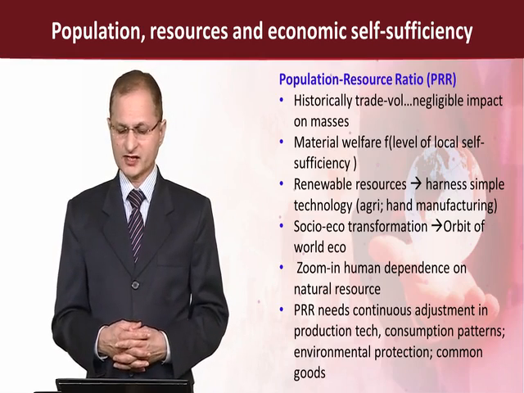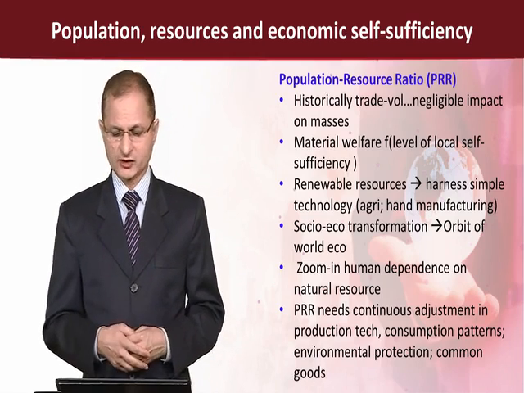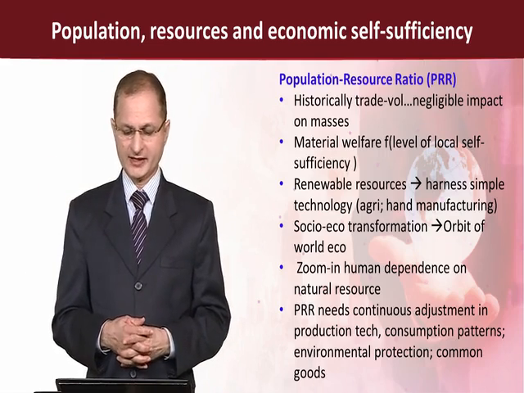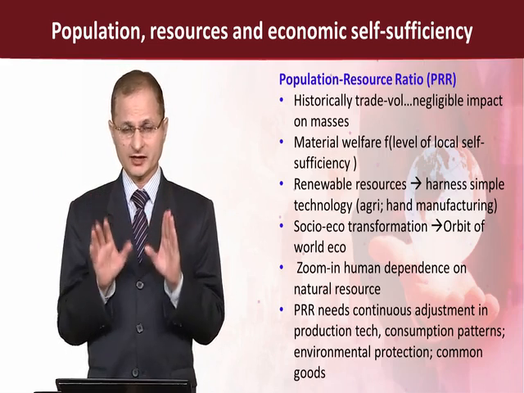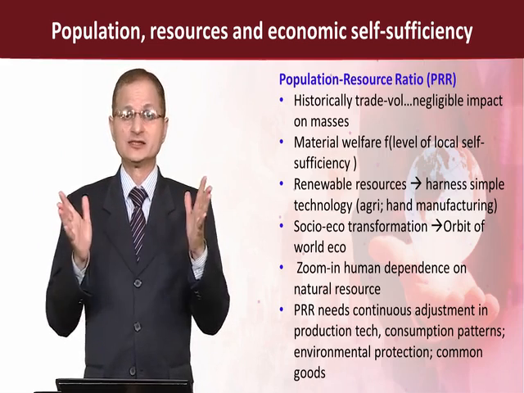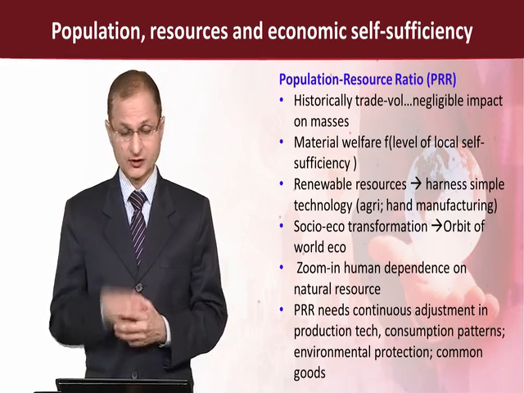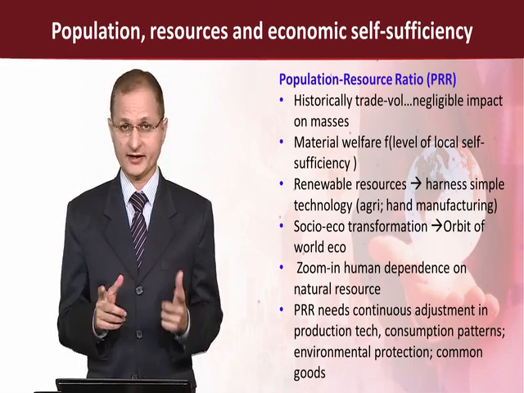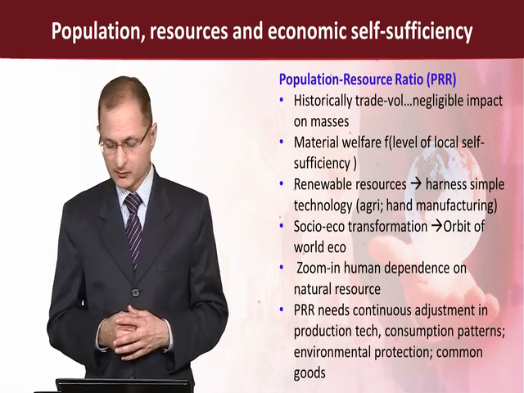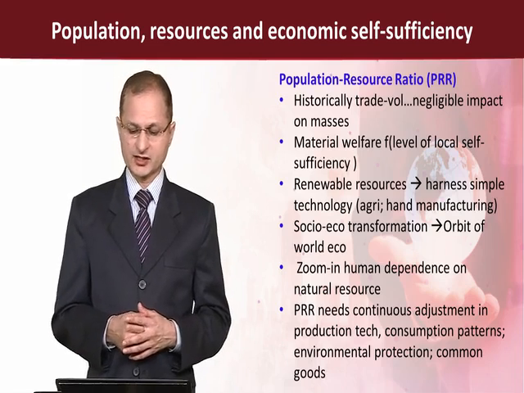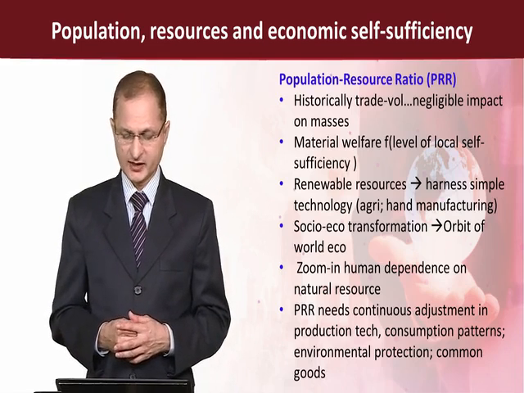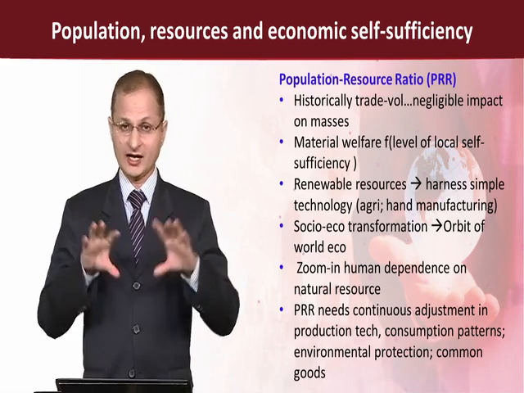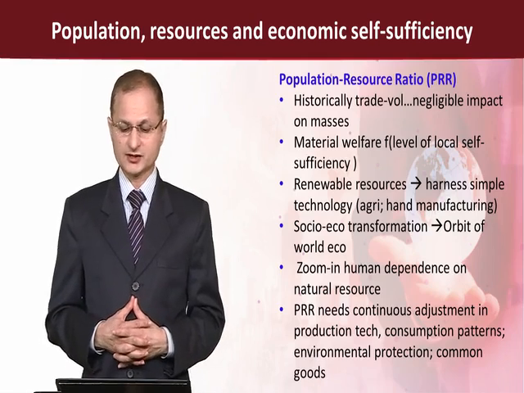Then socio-economic transformation happened, at least toward the orbit of the world economy. It changed the whole orbit of the world economy, and zoomed in the human dependence on natural resources. Now the human dependence on natural resources has expanded a lot, because natural resources are becoming more important for human development, so they are focusing on them more. So this population resource ratio needs continuous adjustment in production technologies, consumption patterns, environmental protection, and common goods. All these were required by the population resource ratio.